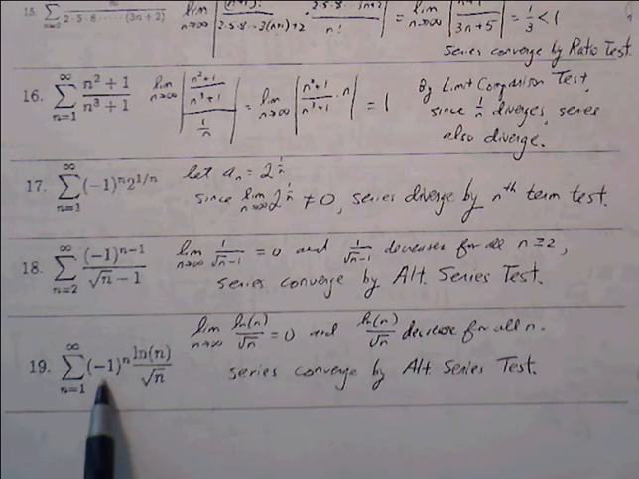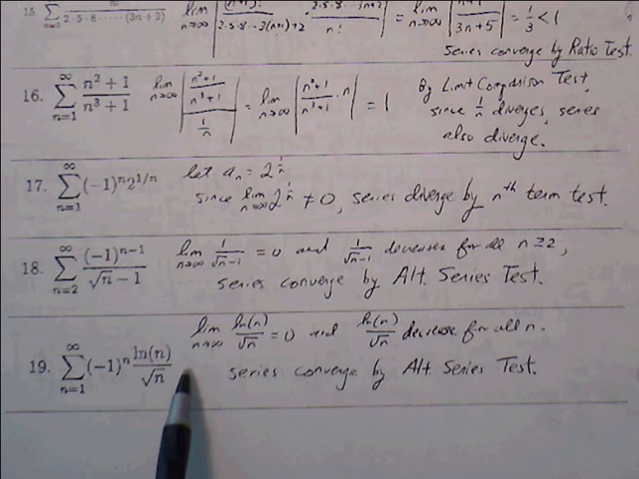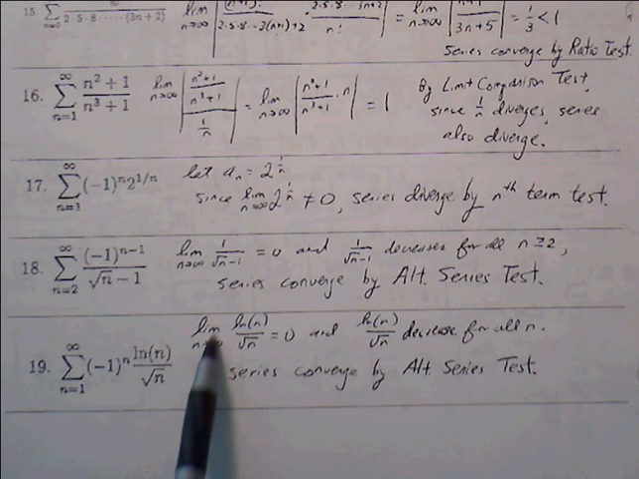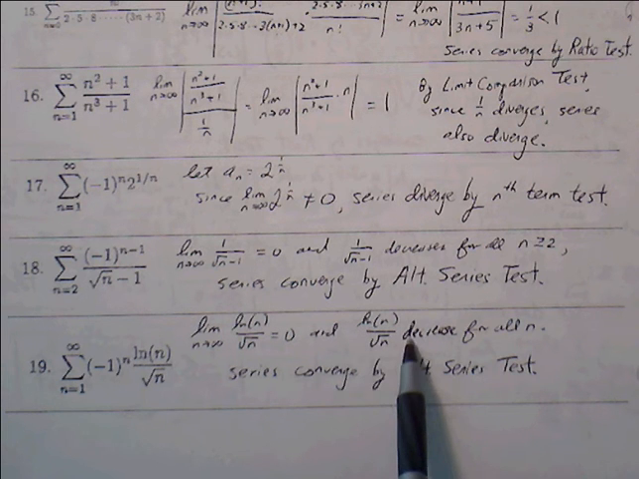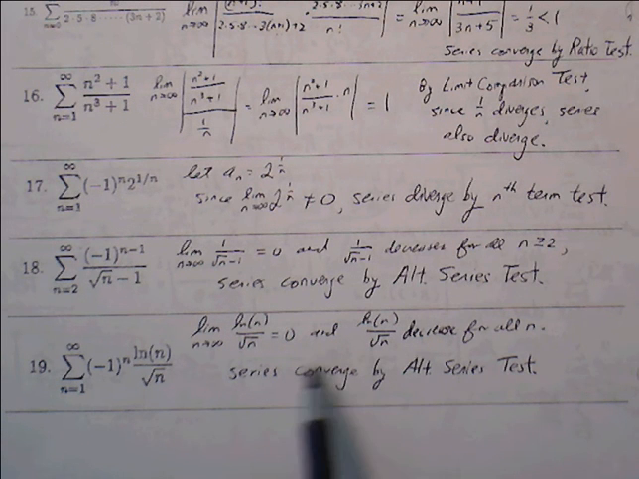However, because this is an alternating series, the only condition that needs to be met for the alternating series to converge is that the limit of the rule of sequence goes to 0, and each subsequent term decreases, and that is true. So therefore, the series converges by the alternating series test.